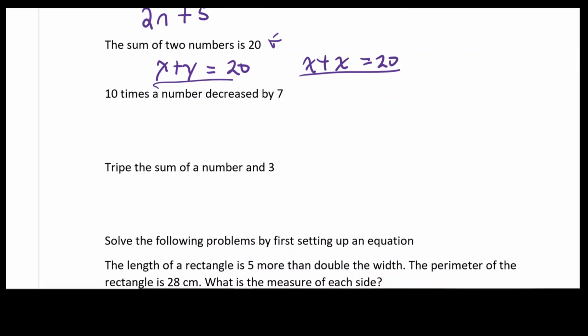10 times a number decreased by 7. So again, 10 times a number, put 10 times the variable, put the 10 in front of that. Decrease that by 7, we're going to subtract 7 off of that, like that.